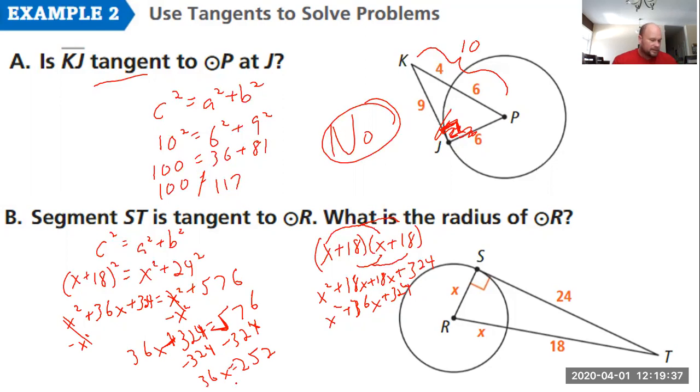Again, so I have 36x equals 252. Divide by 36, and x is 7. So that problem was a little bit harder, but we now know x is 7, and x was our radius, so that is our answer. The radius is 7.